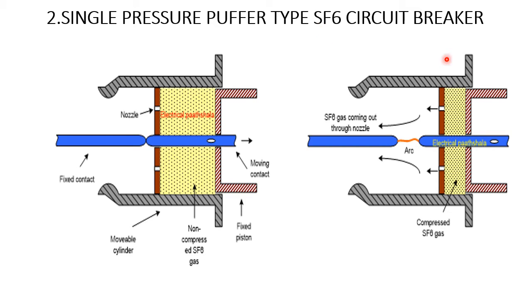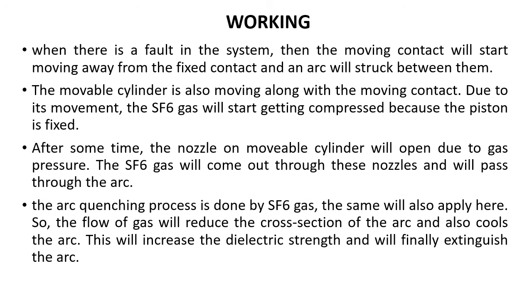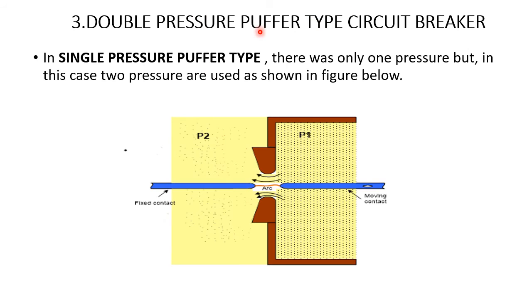Now we'll be looking at the double pressure buffer type circuit breaker. In the case of the single pressure type, there is only one pressure, but in this case there are two pressures which are used as shown in the figure. Now we'll be looking at the construction and the working at the same time. In this type of circuit breaker, there are two nozzles which are placed over the current carrying contacts.